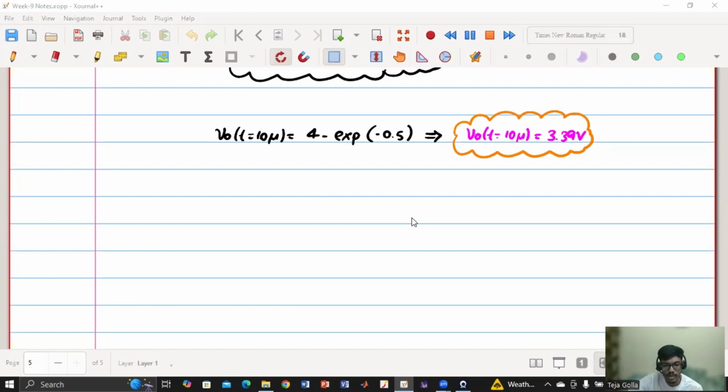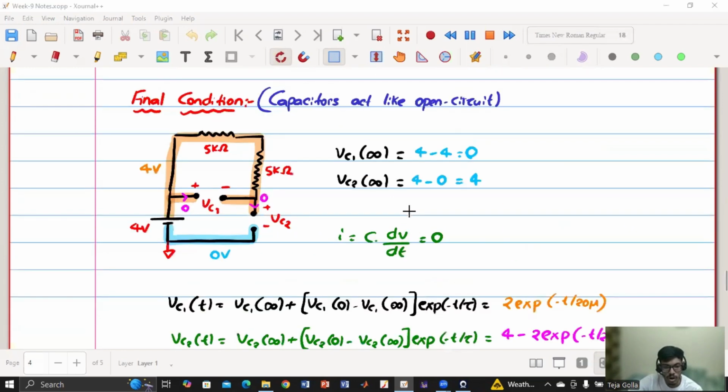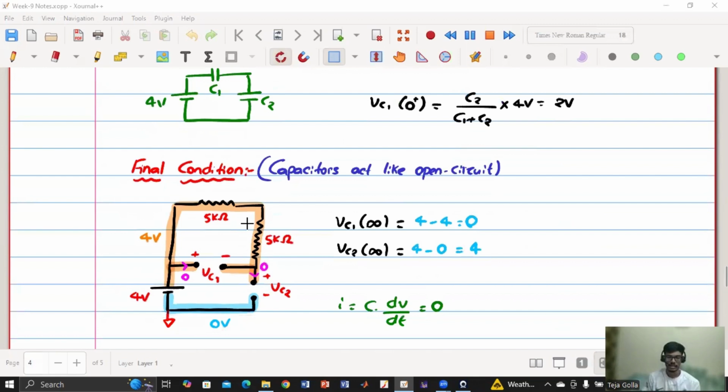VC1 and VC2 in the final condition, please explain. Yes. For calculating capacitor voltage at the final condition, you have to understand that capacitors act like an open circuit. So first we open the capacitors, which is what I have done. I opened both capacitors. After that, I found out what VC1 and VC2 are. After opening this, I realized that there is no path for the current to flow in the circuit, so current will remain zero.